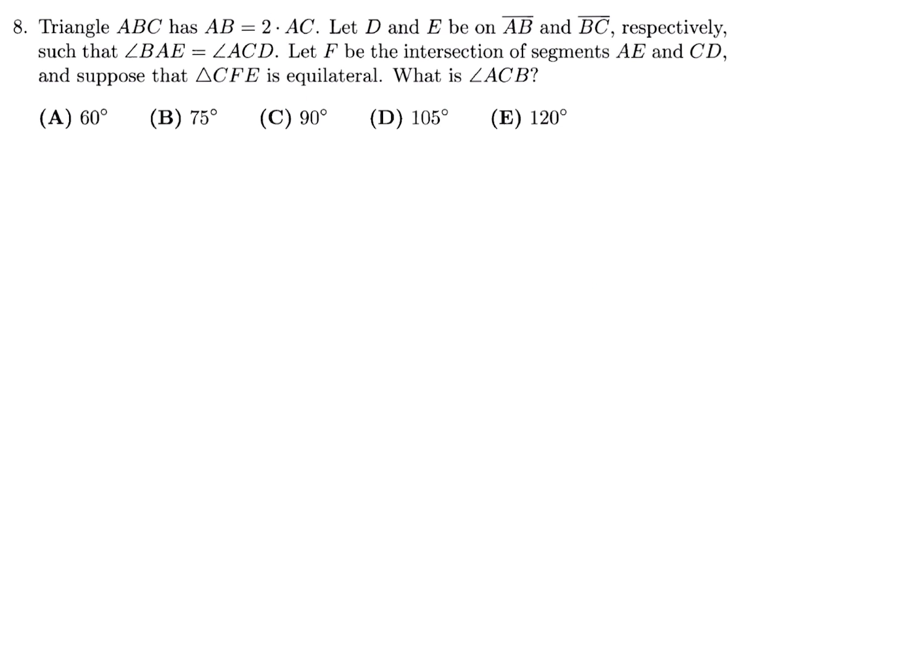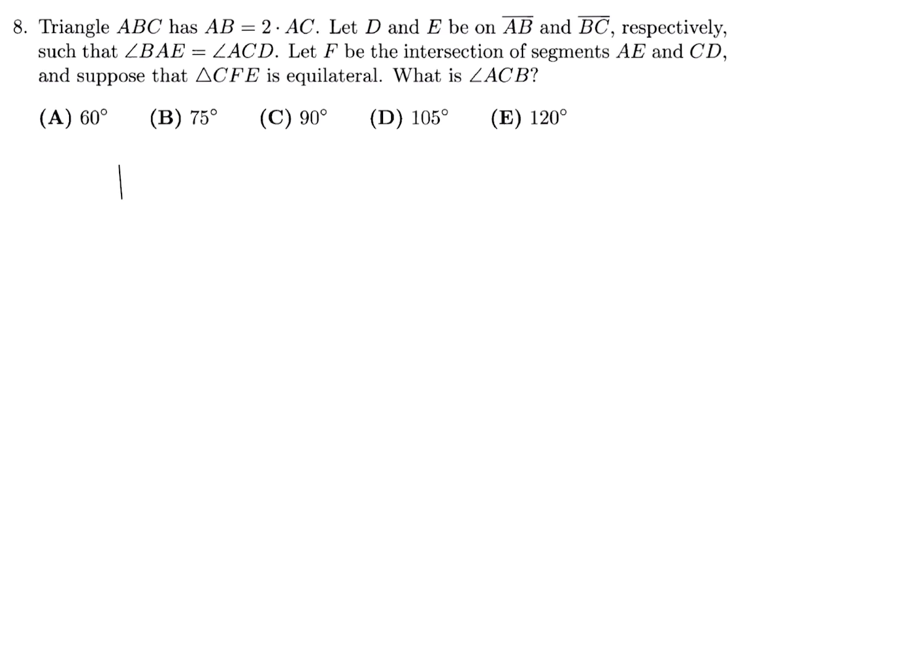Triangle ABC has AB equal to 2 times AC. Let D and E be on AB and BC respectively, such that angle BAE is equal to angle ACD. Let F be the intersection of the segments AE and CD, and suppose that CFE is equilateral. What is ACB?